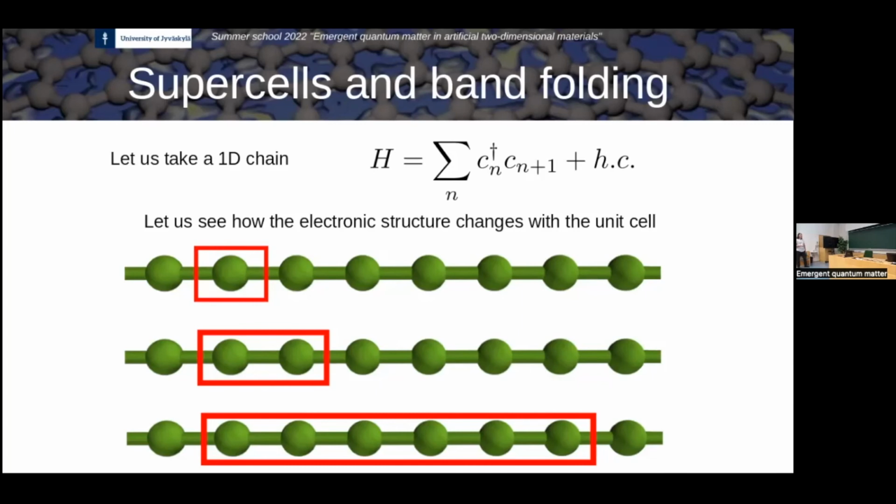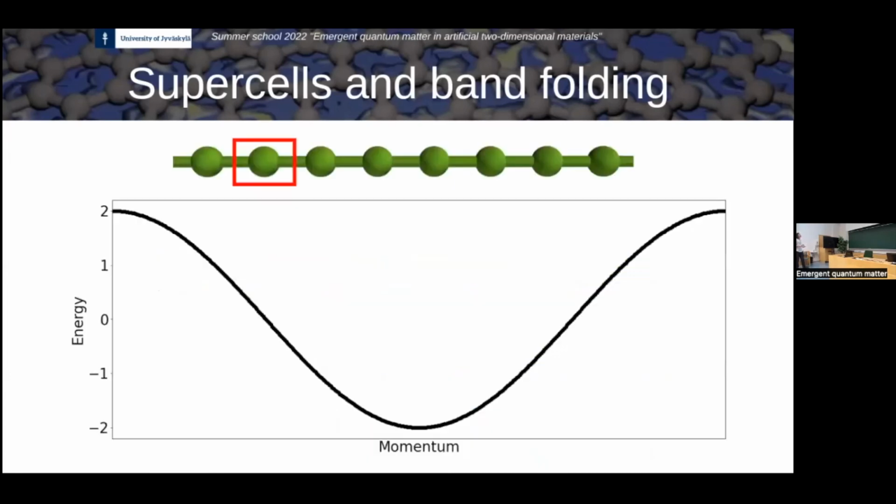In principle, the properties of your material should not depend on whether you decide that the unit cell is one site, or 2 sites, or 6 sites, because this is just an arbitrary definition that you make in order to solve the Hamiltonian. Any observable, any property needs to be independent of this choice of unit cell, because they all describe the exact same system. So let's start with the simplest choice: one site per unit cell.